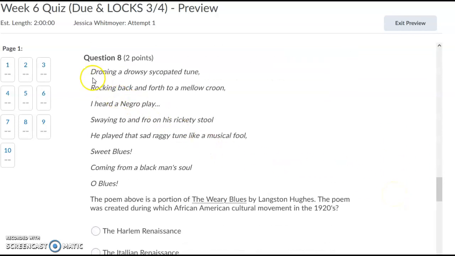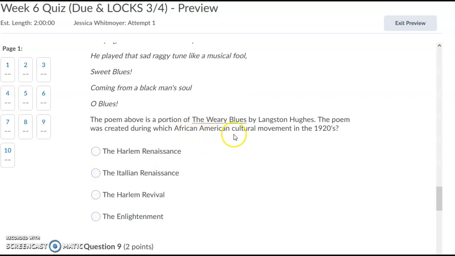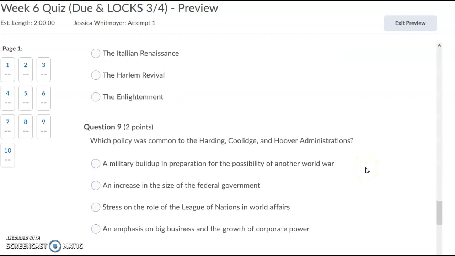Question 8. Droning a drowsy, syncopated tune, rocking back and forth to a mellow croon. I heard a Negro play, swaying to and fro on his rickety stool. He played that sad, raggy music like a musical fool. Sweet blues coming from a black man's soul. Oh, blues. The poem above is a portion of The Weary Blues by Langston Hughes. The poem was created during which African American cultural movement in the 1920s? The Harlem Renaissance, the Italian Renaissance, the Harlem Revival, or the Enlightenment?